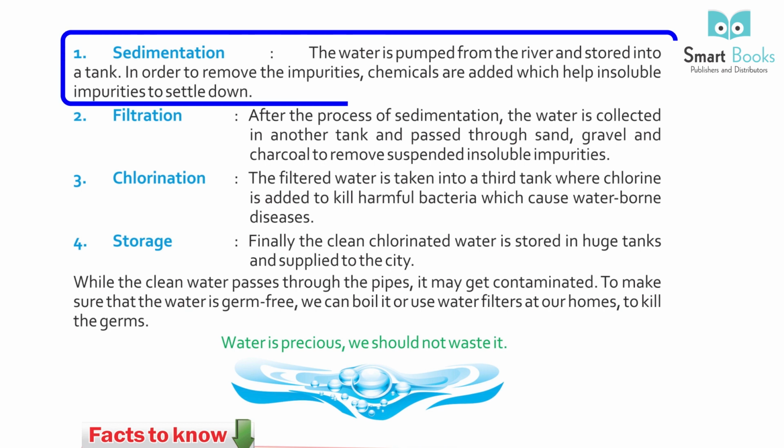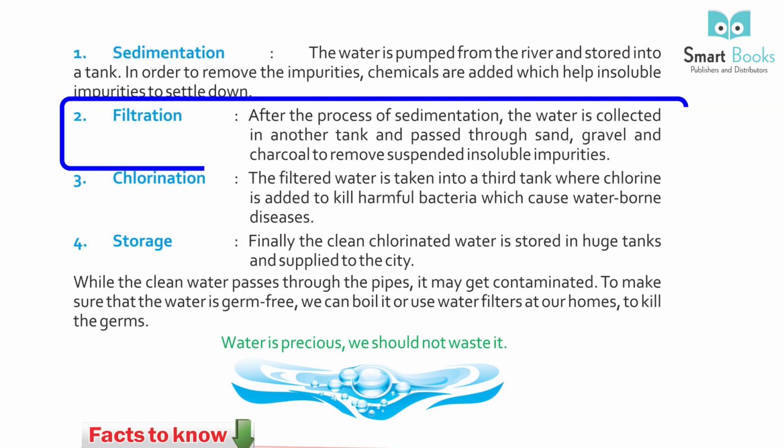1. Sedimentation. The water is pumped from the river and stored in a tank. In order to remove the impurities, chemicals are added which help insoluble impurities to settle down. 2. Filtration. After the process of sedimentation, the water is collected in another tank and passed through sand, gravel and charcoal to remove suspended insoluble impurities.